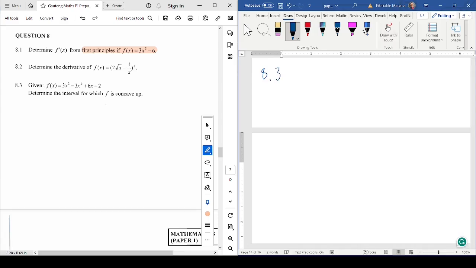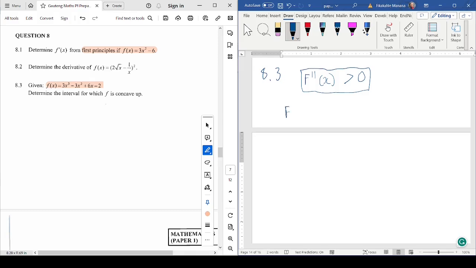Okay, let's look at the last question, 8.3. Given this function, which is, as you can see, a cubic function, determine the interval for which f is concave up. Now this requires you to know a certain theorem. To know concave up or concave down, we need to go into the second derivative. For concave up, the second derivative of the function must be greater than 0, or positive. That's the condition that we are working towards. So let's get down into business.